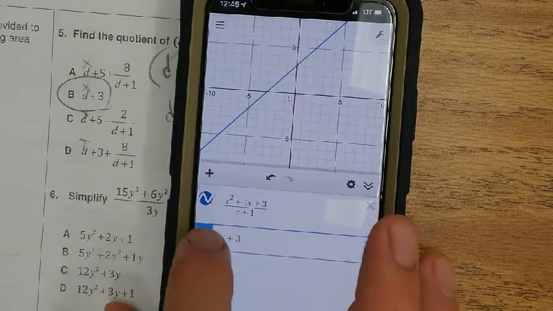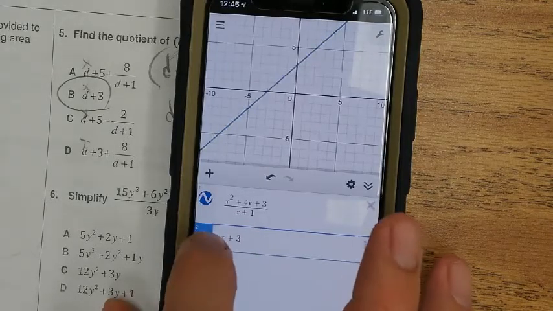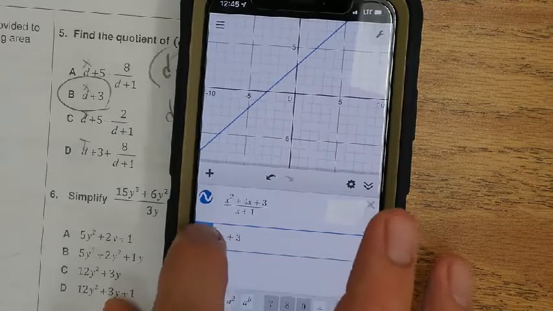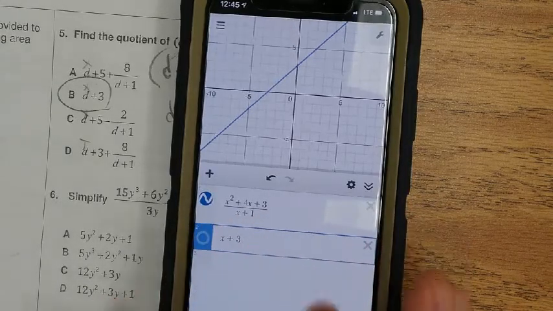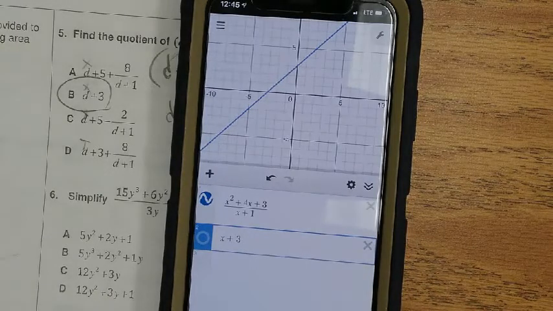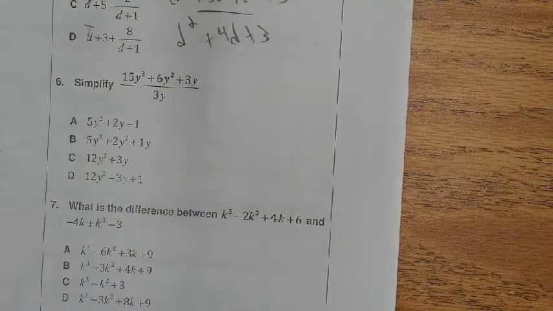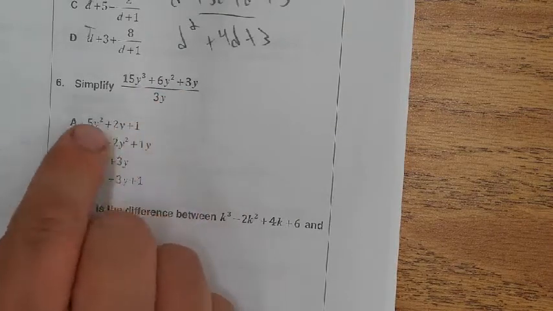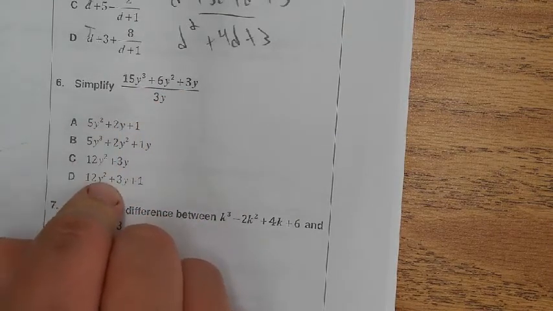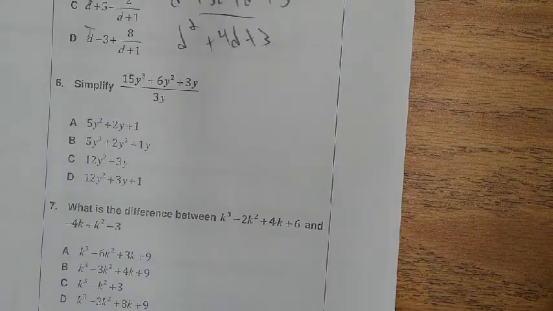If y'all get on the SOL and you do not remember how to do this, you can just plug in Desmos and plug each one of your answer choices to see which one makes the same line. Does that make sense? That's going to be a very, very helpful tool for you. You could do the same thing on number 6. You could type that exactly the way you see it into Desmos and see which one of these makes the same line. Or this one wasn't very hard if you just want to do this by hand.